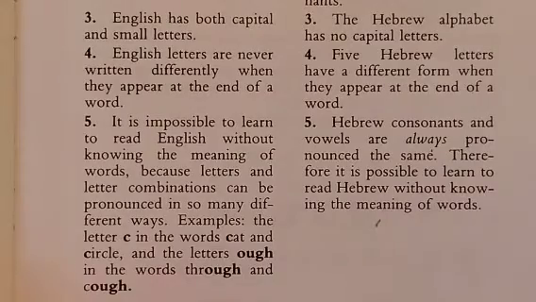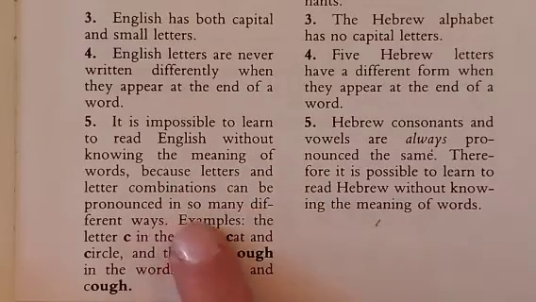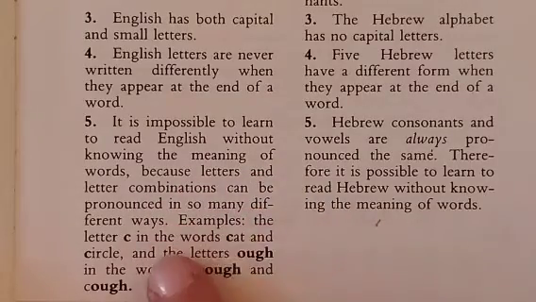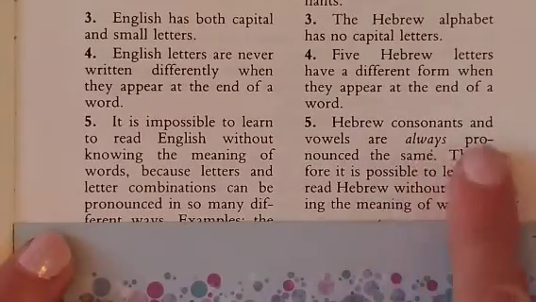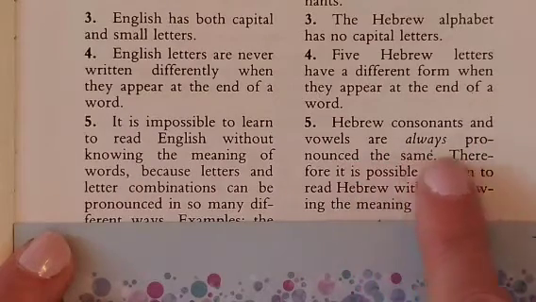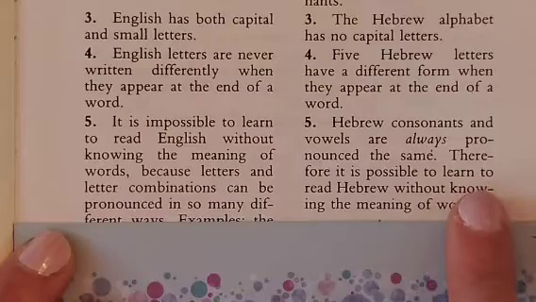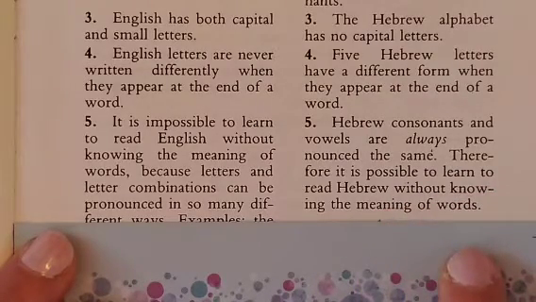All right, it says it is impossible to learn to read English without knowing the meaning of the words because letters and letter combinations can be pronounced in so many different ways, like the C in the words cat and circle, and the letters O-U-G-H in the words through and cough. Hebrew consonants and vowels are always pronounced the same. Therefore, it is possible to learn to read Hebrew without knowing the meaning of words. Yay!